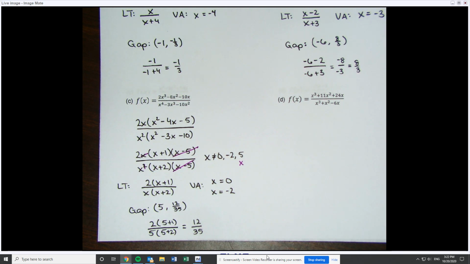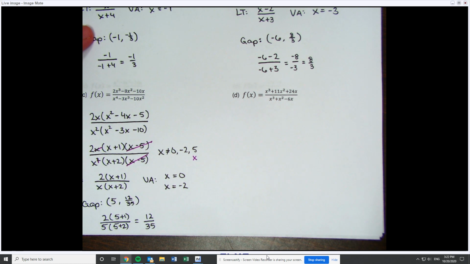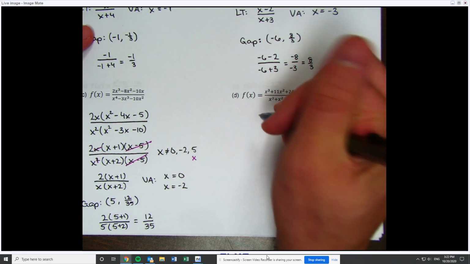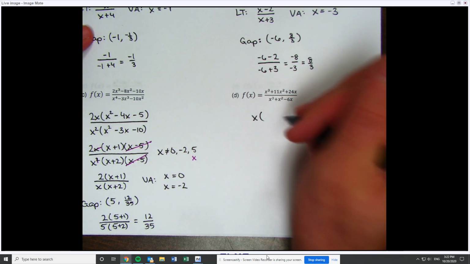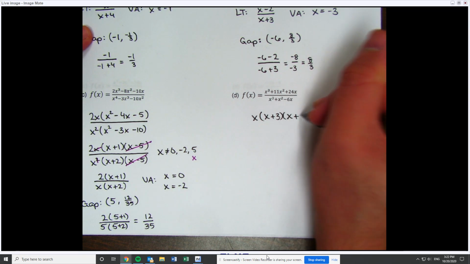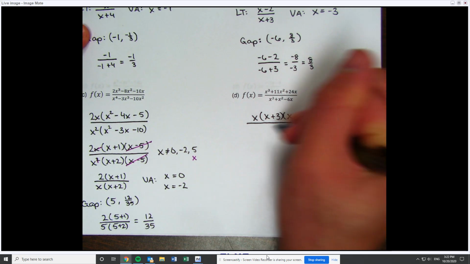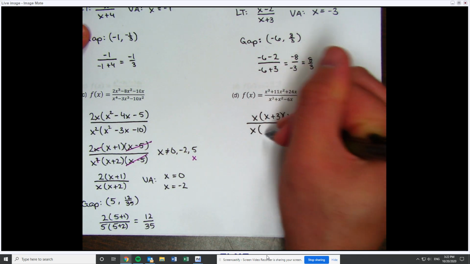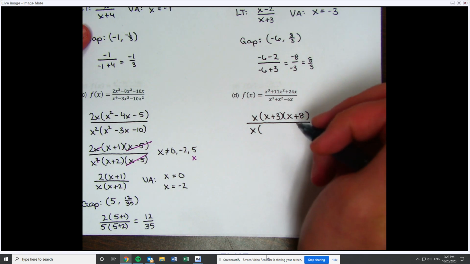Okay, now for the last one. For this, I see that I can factor an x out of the numerator. Once I do that, I can go ahead and do the ABC method. The numbers I see I can use are +3 and +8. For my denominator, I see that I can factor an x out as well. The numbers I get afterwards, I can do the ABC method with, and I wind up getting, let's see here, -2 and +3.